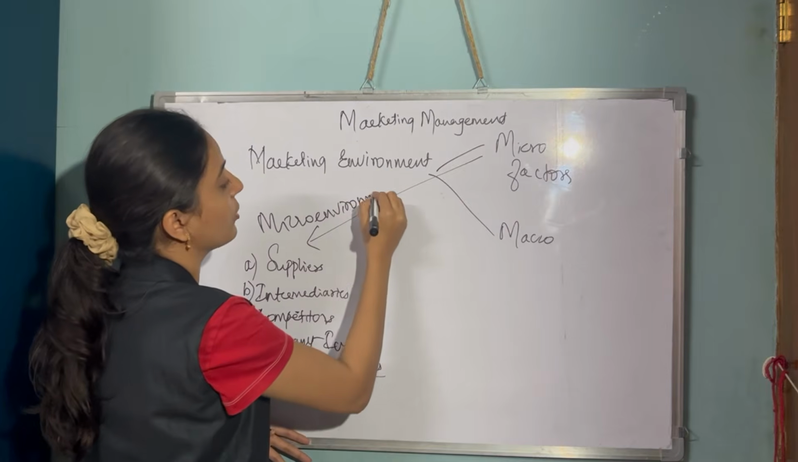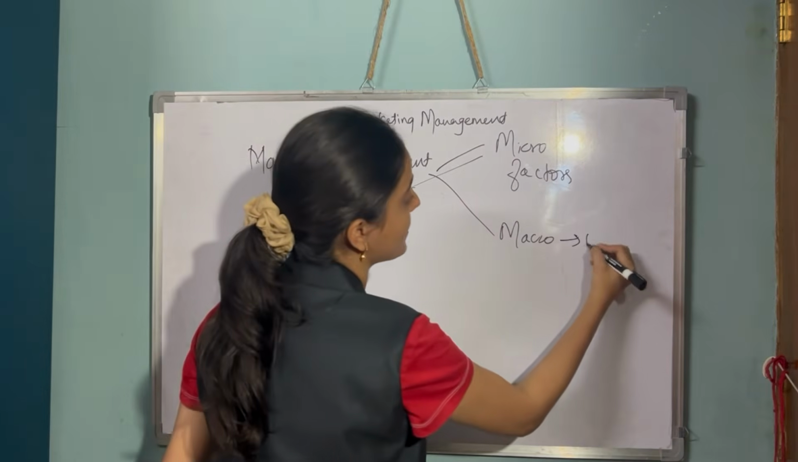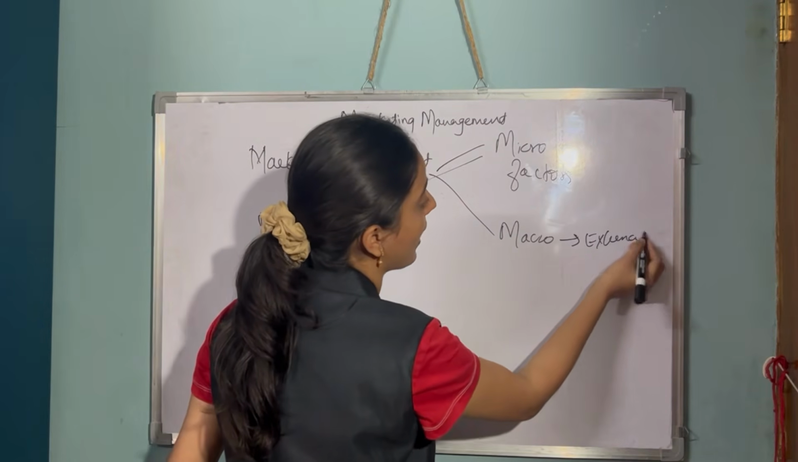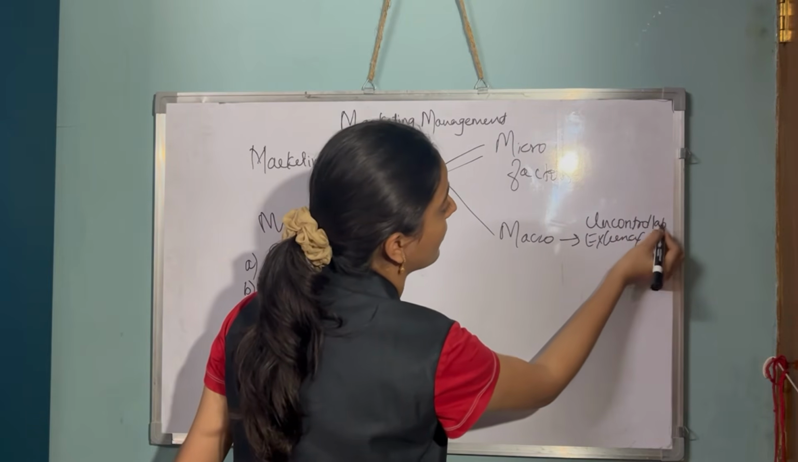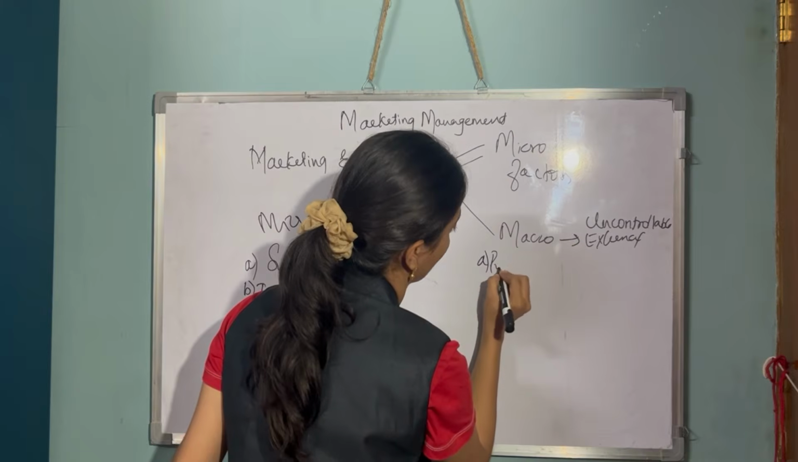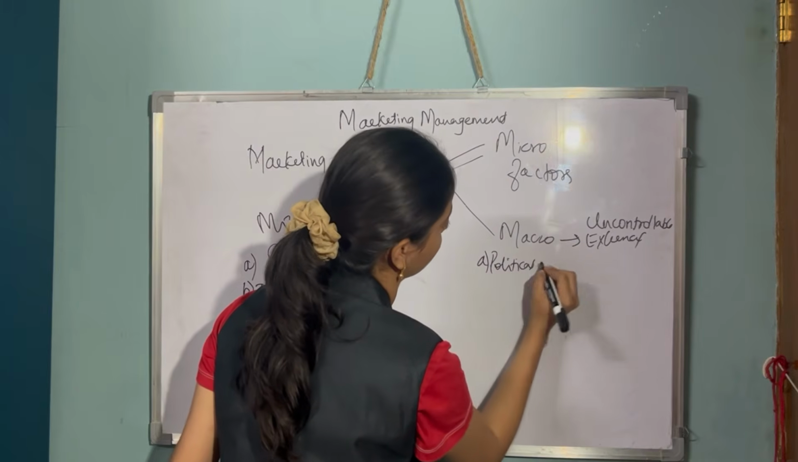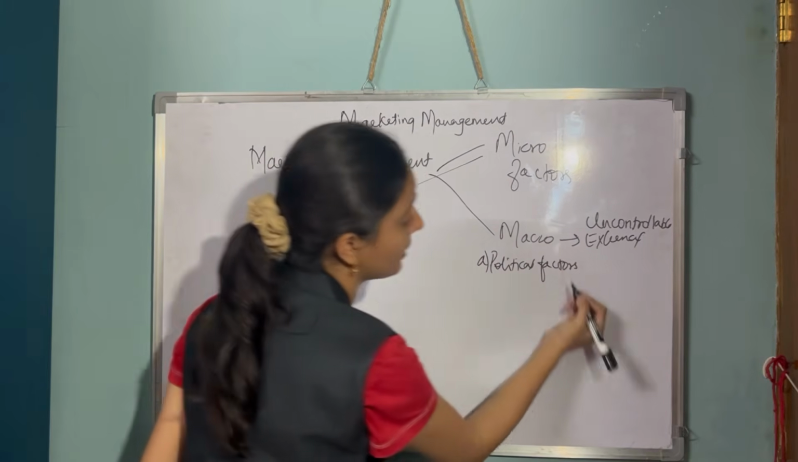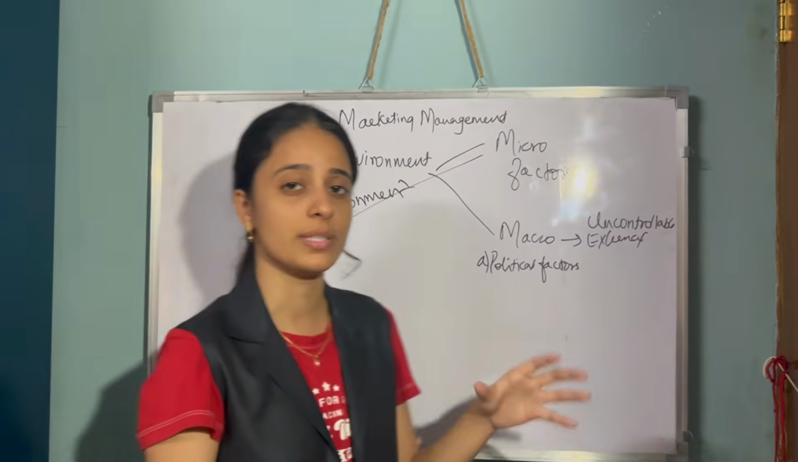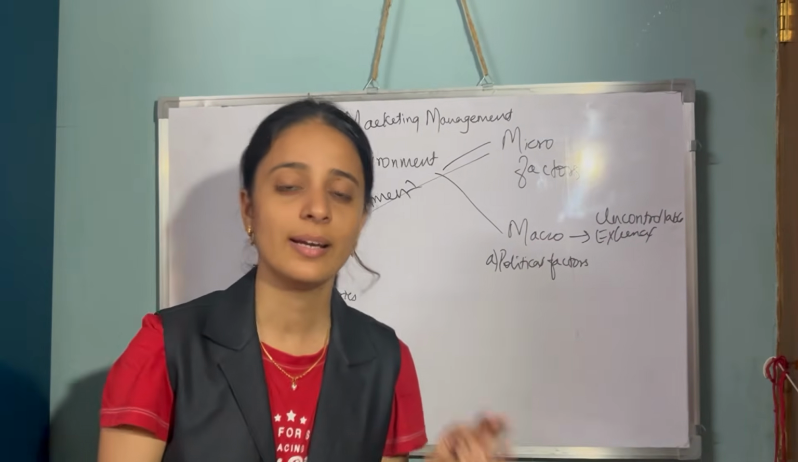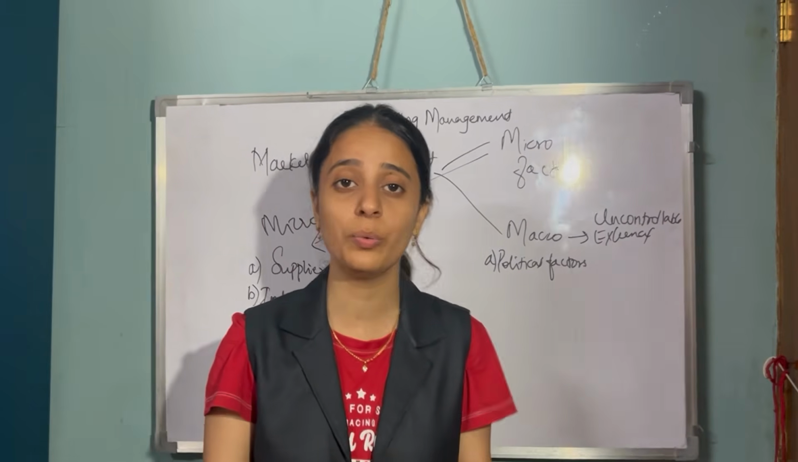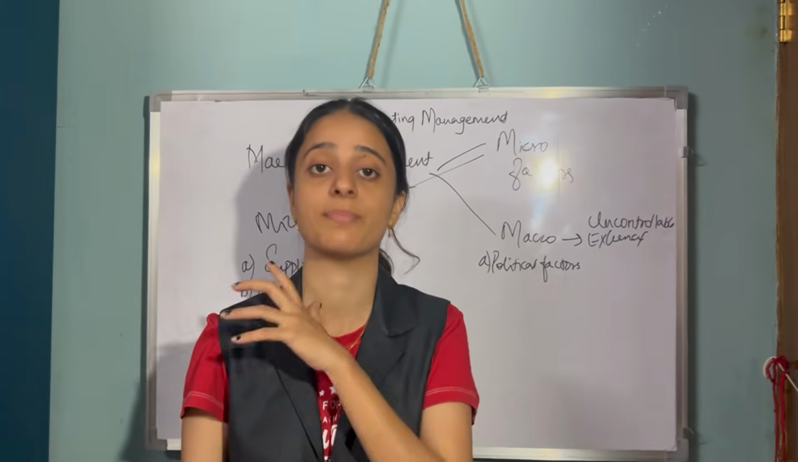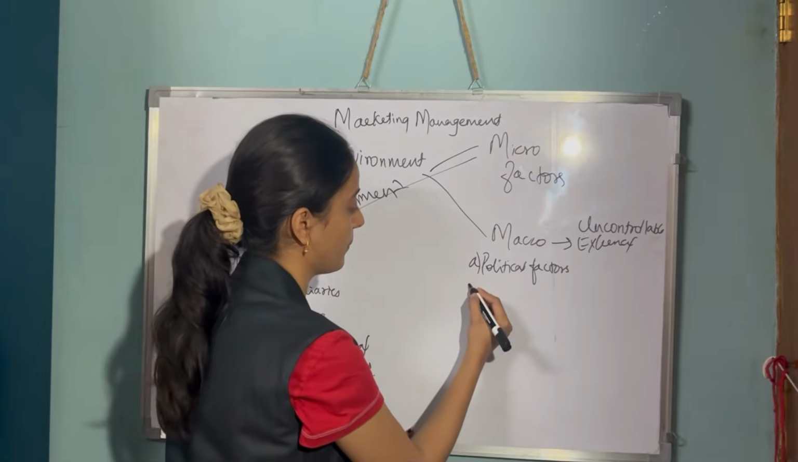So what is macro then? All the external forces where I have no control. First one is political factors. Political stability is very, very important. The rules, the policies, if they are stable, it is well and good. If they keep on changing, as the policies change, as new rules come in, it is going to affect my business too.